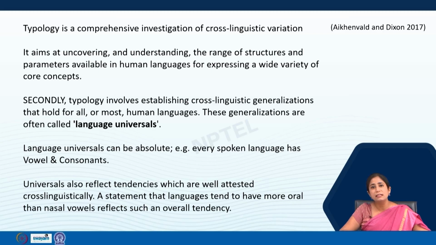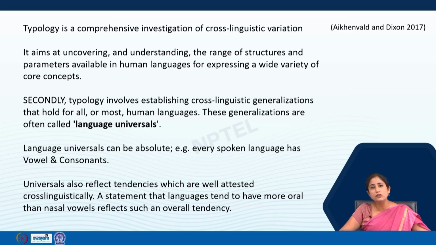Secondly, typology involves establishing cross-linguistic generalizations that hold for all or most human languages. And these generalizations are called language universals. That means that there are certain rules, certain parameters, certain features which are common across languages. For example, I can say every spoken language has vowels and consonants. This is a very common language universal, right? This is a very basic one, anyone can easily guess, right?